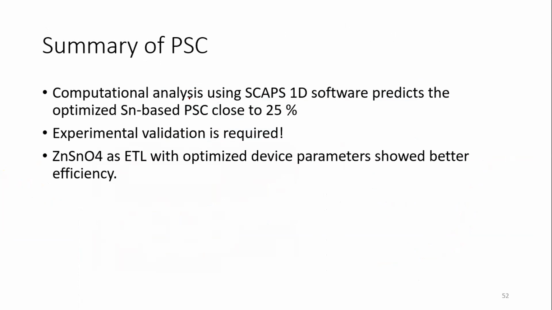So with that, I would like to summarize this part. Here we did computational analysis using SCAPS only software to predict the tin-based perovskite. As per prediction, this tin-based perovskite can theoretically reach up to 25%. For our system based on tin oxide as an electron transport layer, we need to validate the results by doing experiments in the lab. So we hope we get some good results based on these theoretical studies.